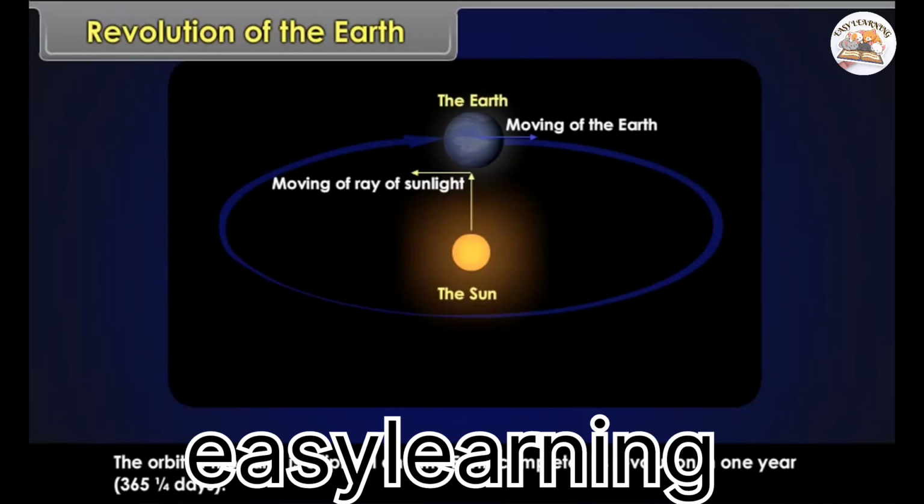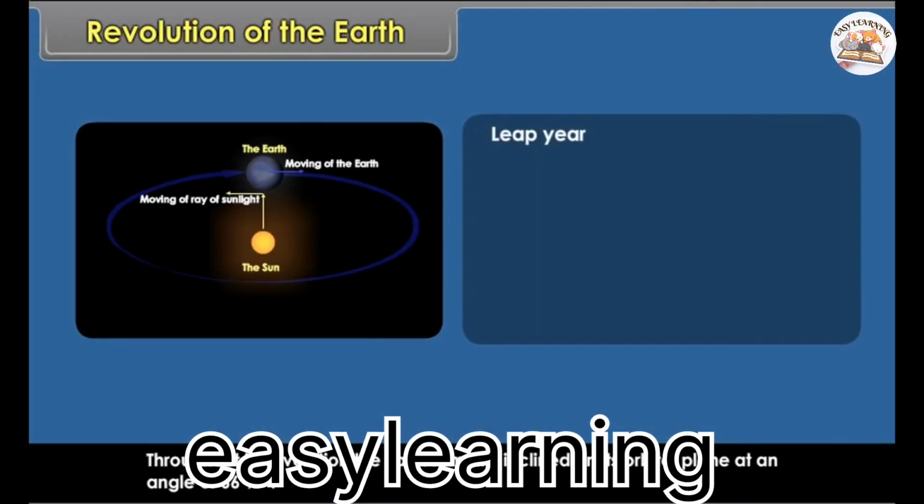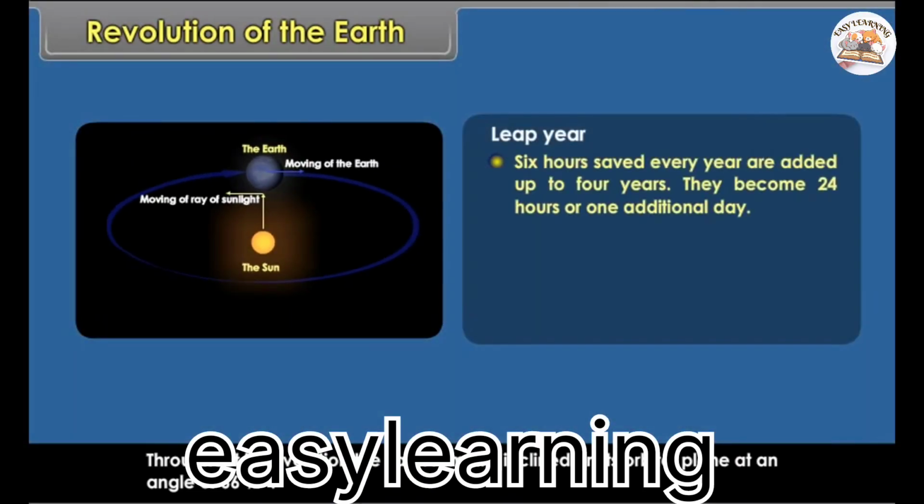Revolution of the Earth. The Earth moves around the Sun on a fixed path, which is known as the orbit. The orbit of the Earth is elliptical, and the Earth completes its revolution in 1 year, 365 1/4 days. Throughout its revolution, the Earth remains inclined on its orbital plane at an angle of 66.5 degrees.